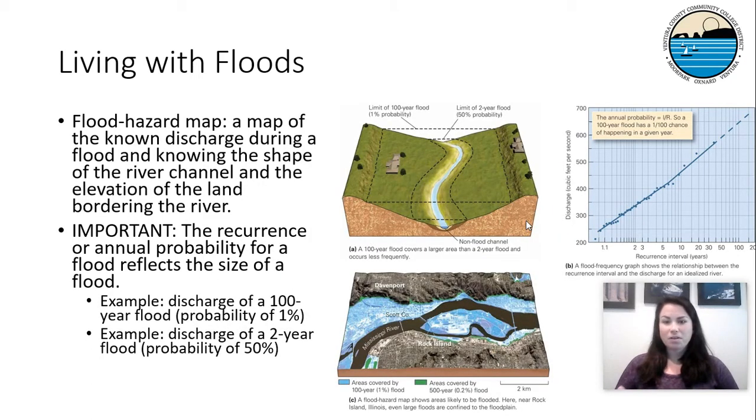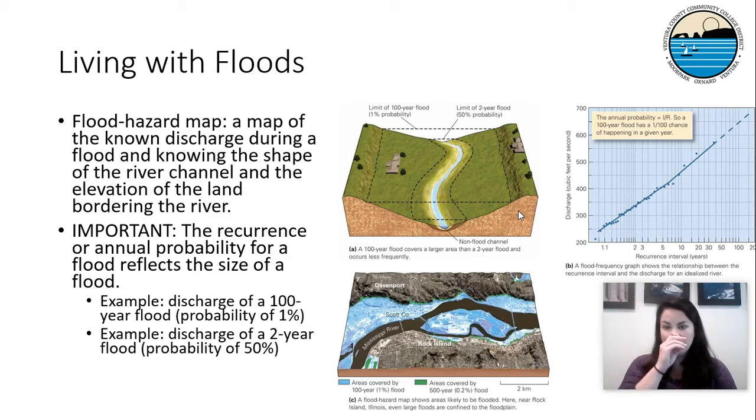So here's an important part of the lecture. When you purchase a home, you would probably get a map that says, okay, you live in a flood hazard area. This is a map of known discharge during a flood. Knowing the shape of the river channel and the elevation of the land bordering the river tells you if you're in a flooding area. So if you live close to a river, you might very well be in a flood hazard area.